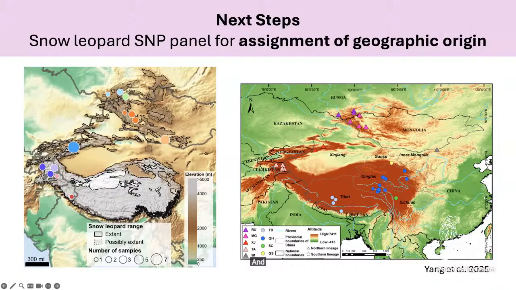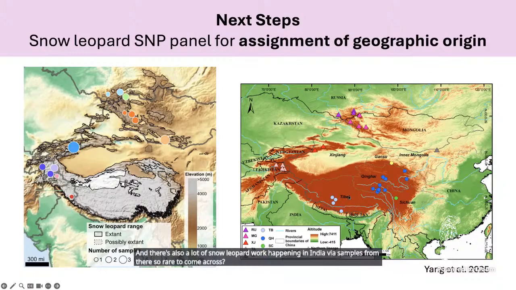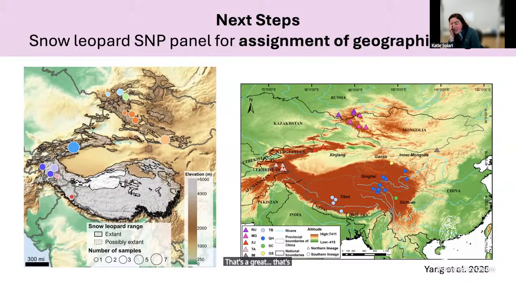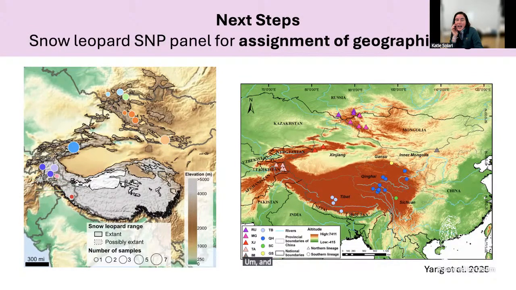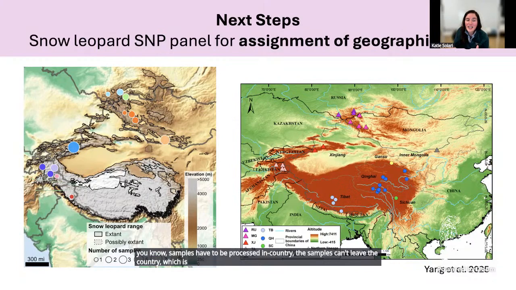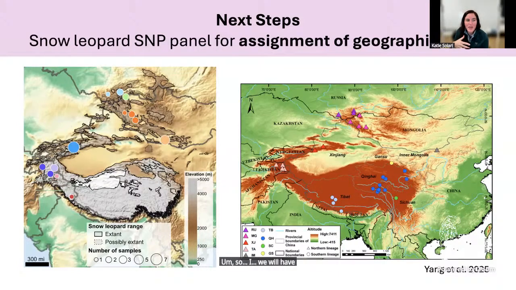And there's also a lot of snow leopard work happening in India. Why are samples from there so rare to come across? That's a great question. So the one sample that we do have from India is from Uma's lab. And I think there's additional samples. India also, samples have to be processed in country. The samples can't leave the country, which is very easy in India because there's lots of genomics facilities in India for them to process them in country. So we will have some more samples coming from India, but I think Uma's working on some stuff too.